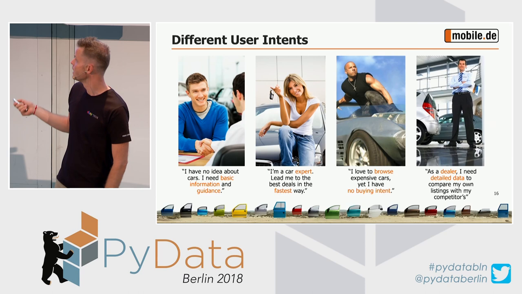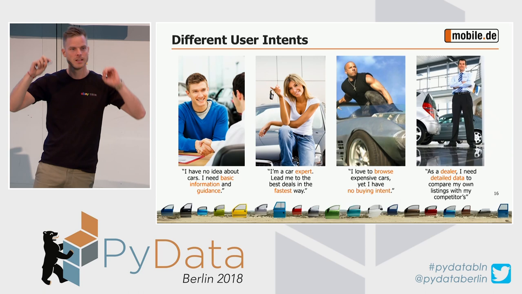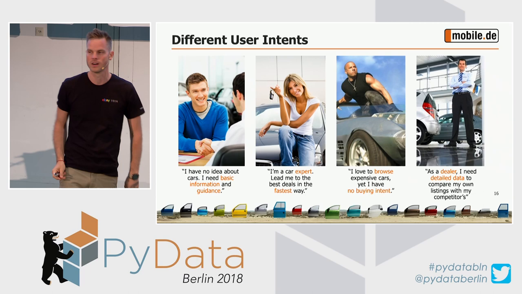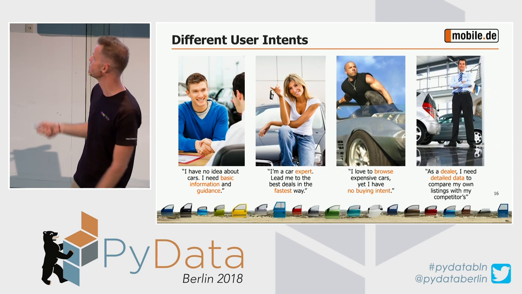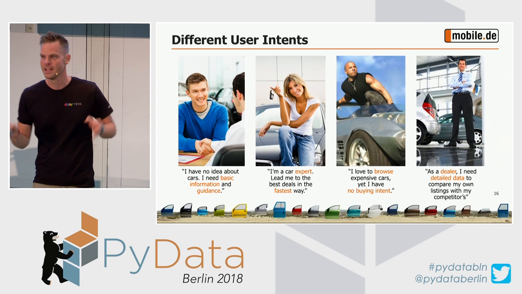Let's go for her. She's a total expert, knows everything about cars. She wants to have the perfect deal in the fastest way, going to the website, spending two days, and having the new car running. That guy, he really loves cars, but he actually doesn't buy cars so often. Maybe other people buy them for him, I don't know. So he browses mostly for expensive cars, but actually he doesn't want to go to a dealer in the end.